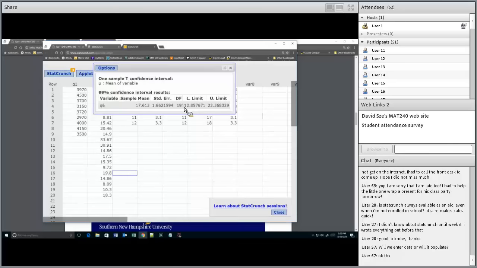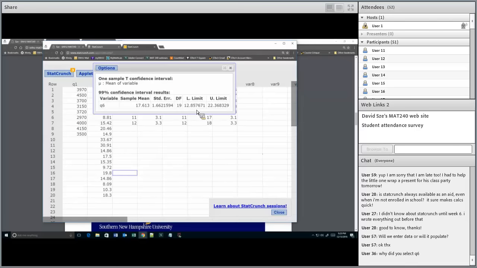So you notice these are not proportions anymore. It's not in decimal points like percentages. These are actual numbers because we're trying to estimate the mean. So the lower limit for the mean is 12.85 and the upper limit is 22.36. And again, this defines a range of believable values. Outside of this range, the values cannot really be trusted.